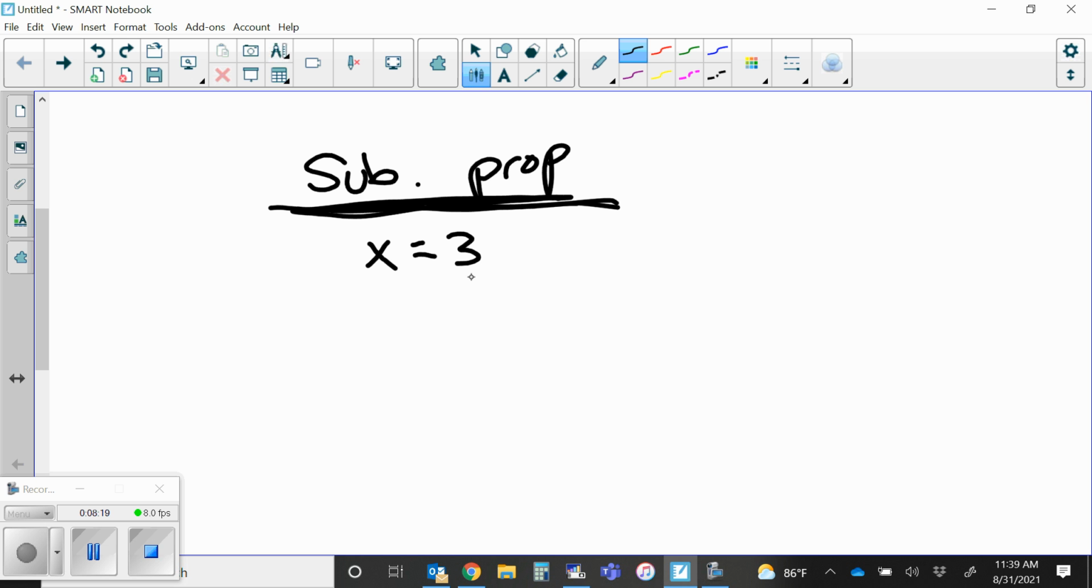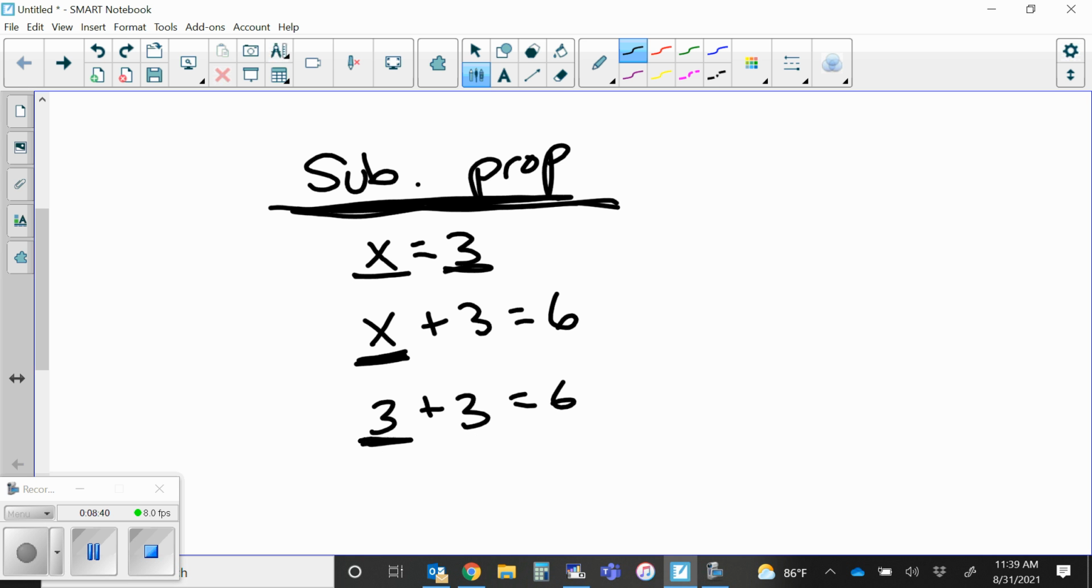You might have something, and we're going to start off easy, like x equals 3. And then I say x plus 3 equals 6. Right here, do you see where I established that x equals 3? Well, instead of writing an x, you can write it as 3 plus 3 equals 6. Because you took the x out and you put a 3 in its place, you did what we call the substitution property.